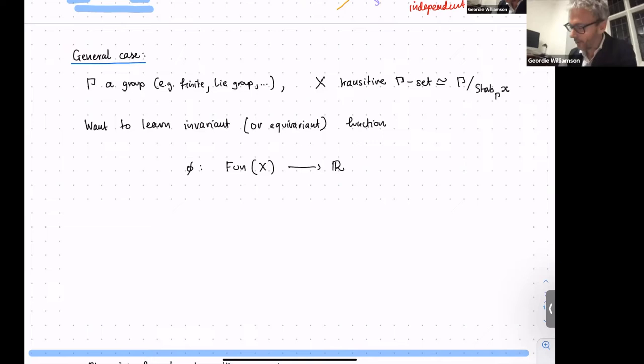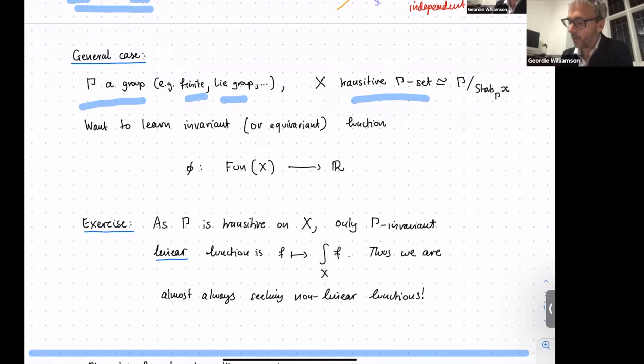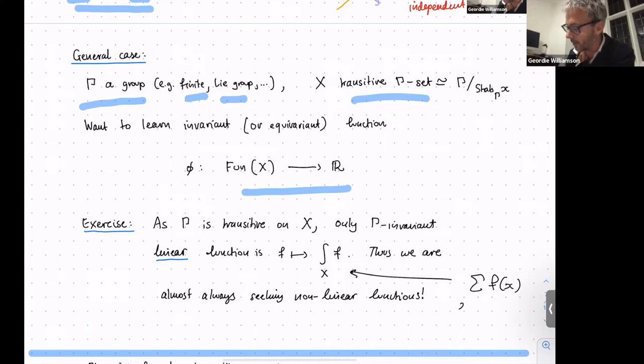So, the general case: we have a group, which might be a finite group or a Lie group, and we have a transitive gamma set, and we want to learn an invariant or equivariant function. One of the things that we would teach people in a first course in representation theory is that the only equivariant linear functions from a transitive gamma set to the trivial representation are essentially the function that sums all the values. This is a fancy way of saying that if X is a finite set, you just sum over all the values. So we're always learning a nonlinear function, basically, unless it's a very boring center-of-mass type measurement or something like that.